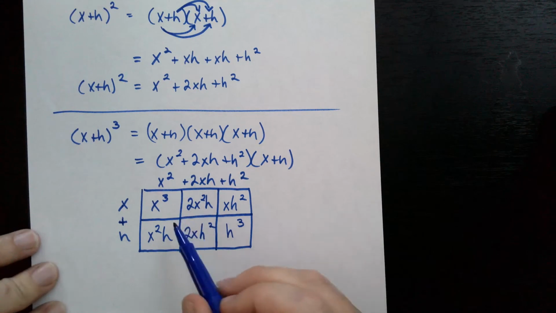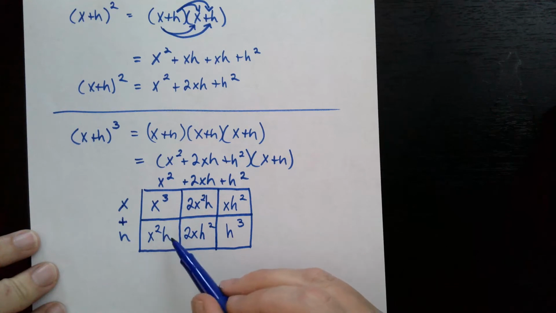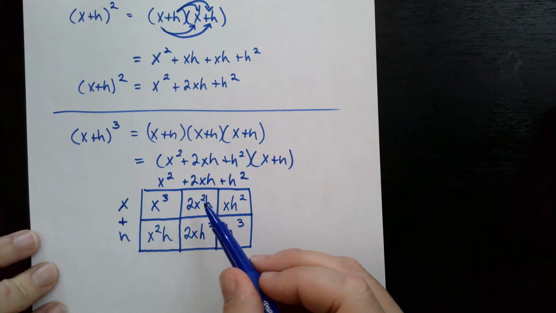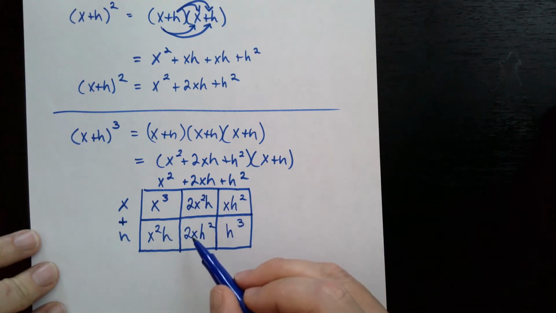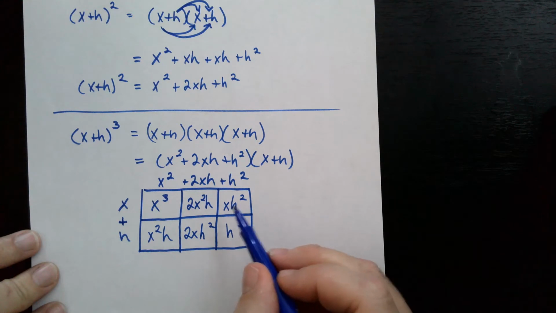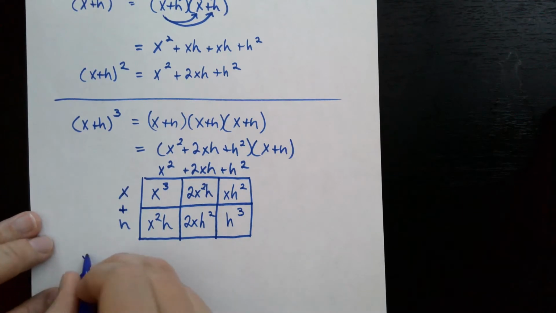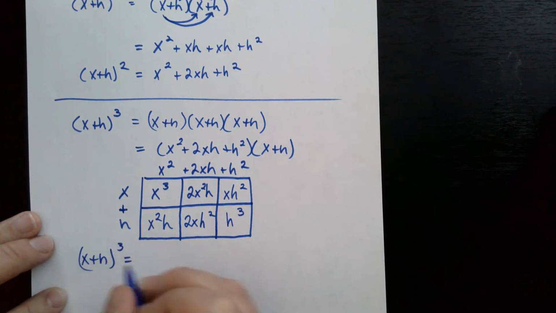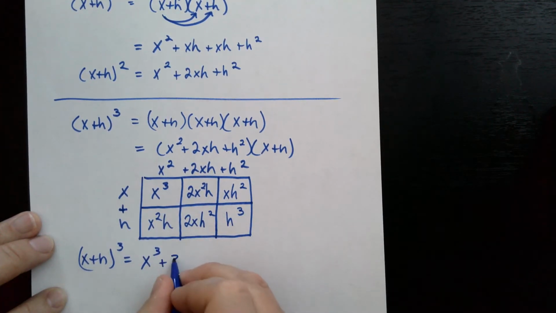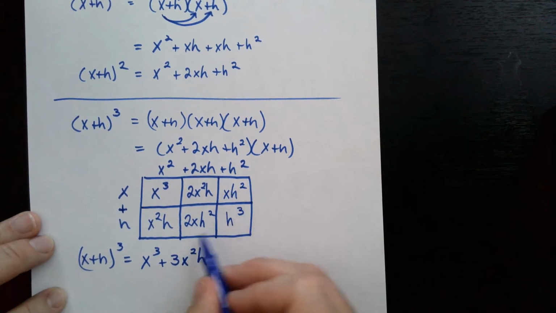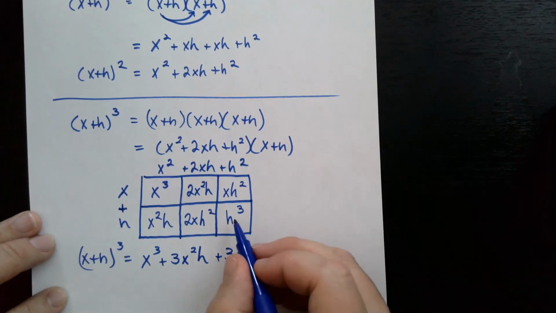Now the nice thing about the box is that most of the time these diagonals will be your like terms. So notice that this is an x squared h term, and this is a 2x squared h term. So we can combine those together to get 3x squared h. And the same thing here, we have 2xh squared, and we have xh squared. So we combine those together to get 3xh squared. So I know that x plus h cubed is equal to x cubed, it's this box. These two are going to make 3x squared h. These two are going to make 3xh squared. And then this last one is h cubed.